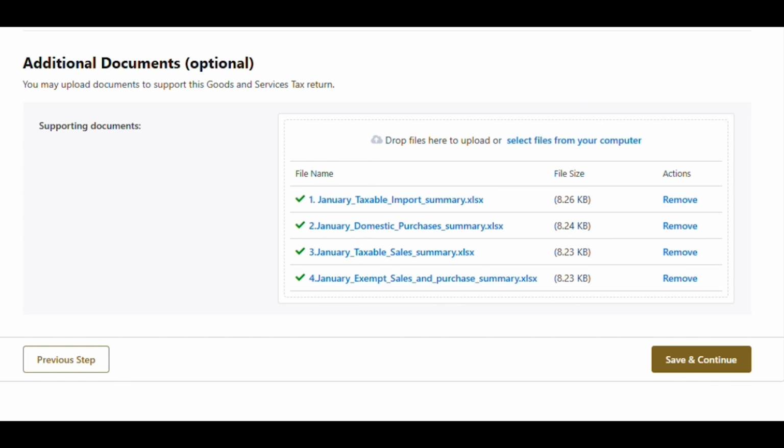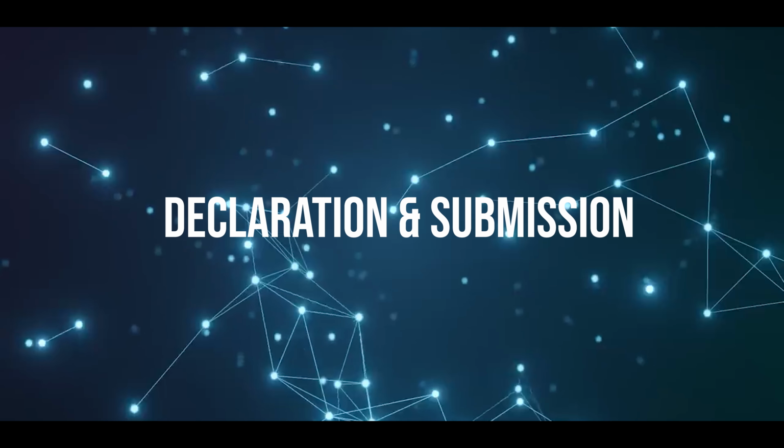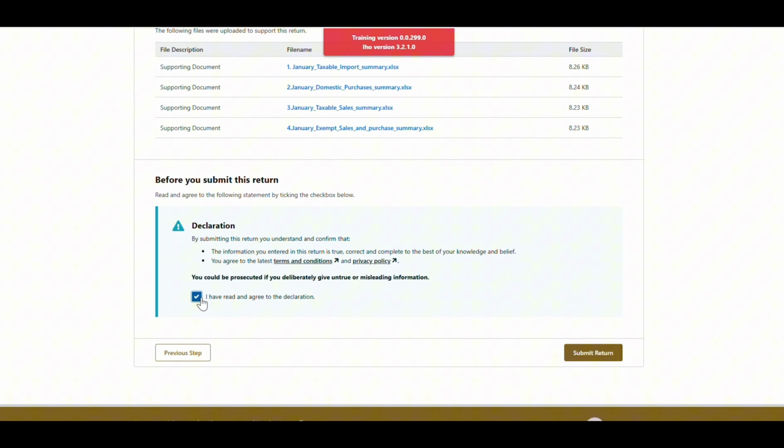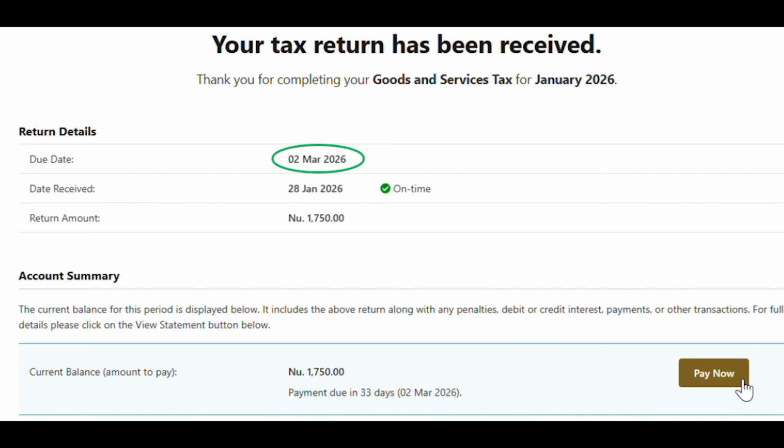Dawa performs a final check. Only taxable items included in return, exempt items excluded from return but documented separately. ITC claimed correctly, calculations verified, documents attached. Everything is accurate. Dawa checks the declaration box and clicks Submit Return. Return filed successfully. Confirmation. Due date 2nd March 2026.